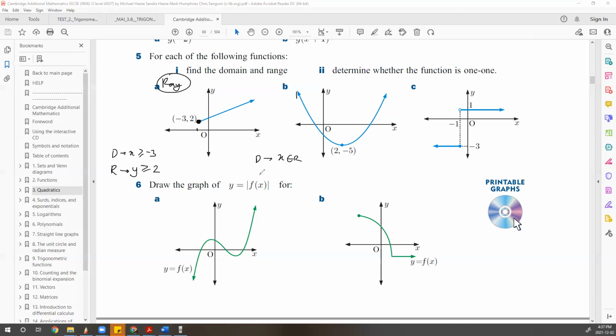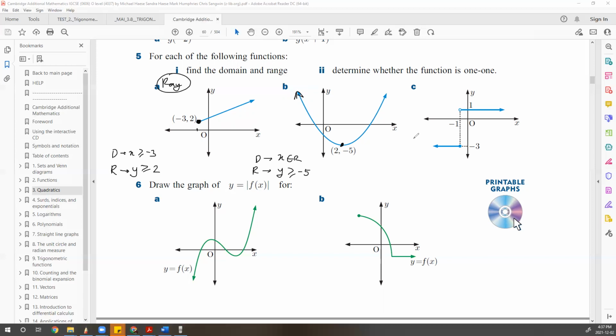Okay. And the range, the y minimum is -5, right? y is always more than or equal to -5. It cannot be less than -5, right? If you look at the pattern of the graph, the curve cannot be lower than -5. So that's the range.